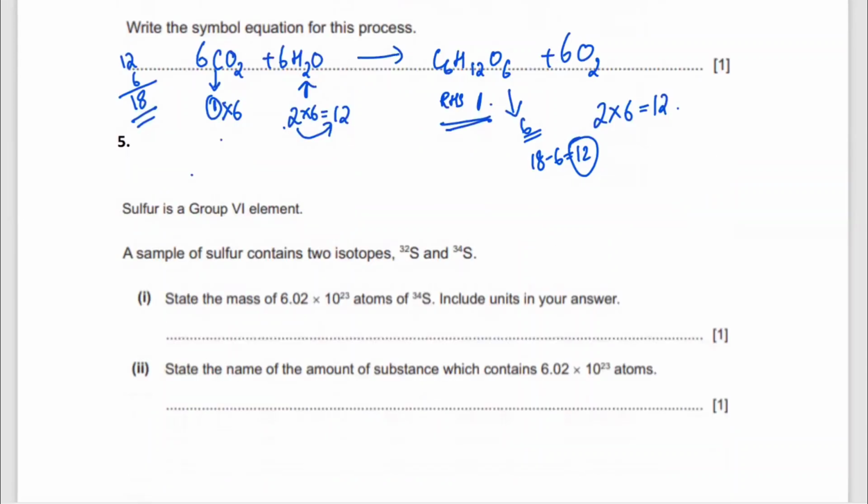Now let's move on to the next question, which says sulfur is a group 6 element. A sample of sulfur contains 2 isotopes, S32 and S34. State the mass of 6.022 into 10 raised to 23 atoms of S34. Include units in your answer. So 6.022 into 10 raised to 23 atoms of S34. What does that mean? What does this number mean?